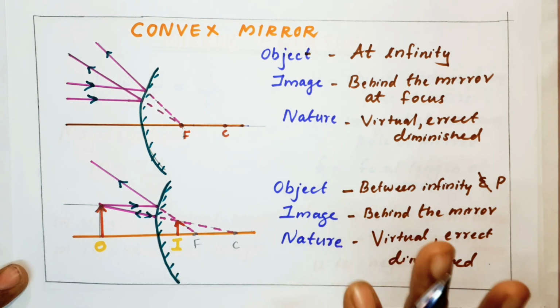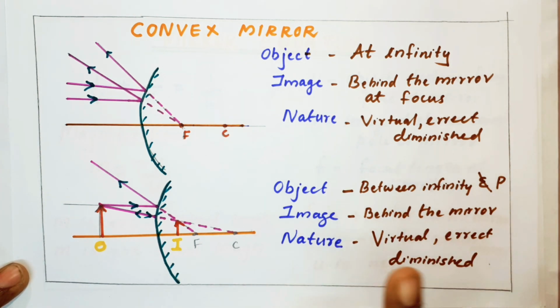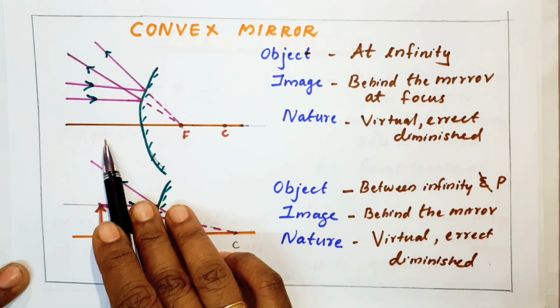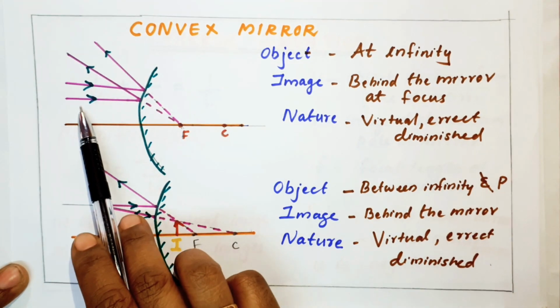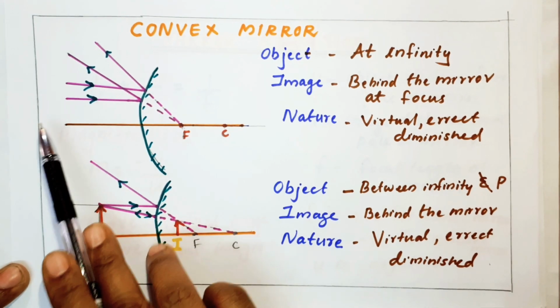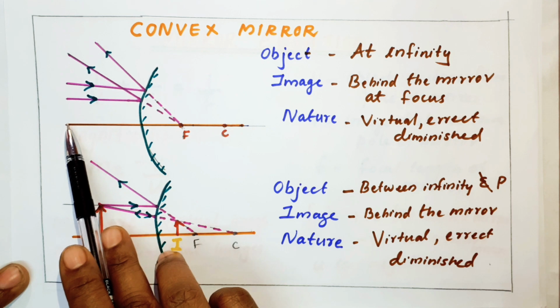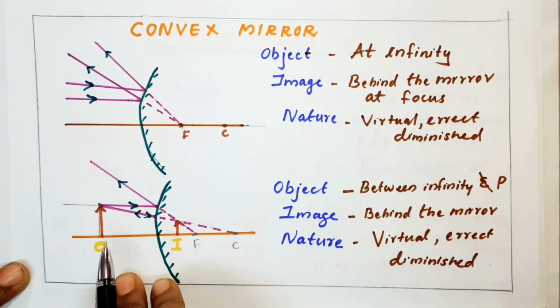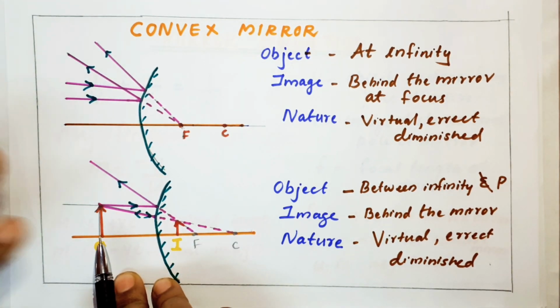But in a convex mirror, only one diagram, or 2 diagrams, is enough. First diagram, we already did this diagram. That means the light rays are coming parallel. I told you just now, parallel means, what is the meaning? Parallel means the object is at infinity we are taking.